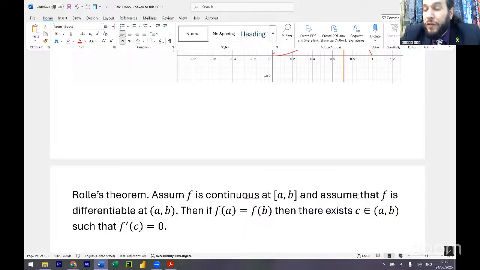Because Weierstrass promises a maximum value, right? So if the maximum value is at the edges, both the maximum and the minimum, then it means it's constant. And if either the maximum or the minimum is not at the edges, then it must be a local extremum, and therefore the derivative is 0. That's exactly the proof of Rolle's theorem.